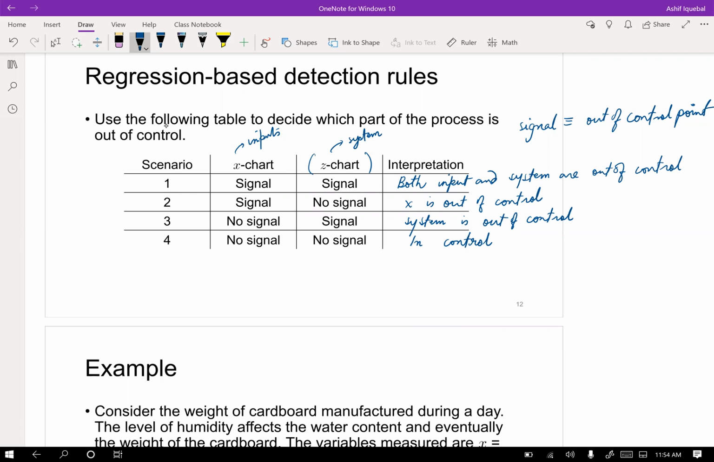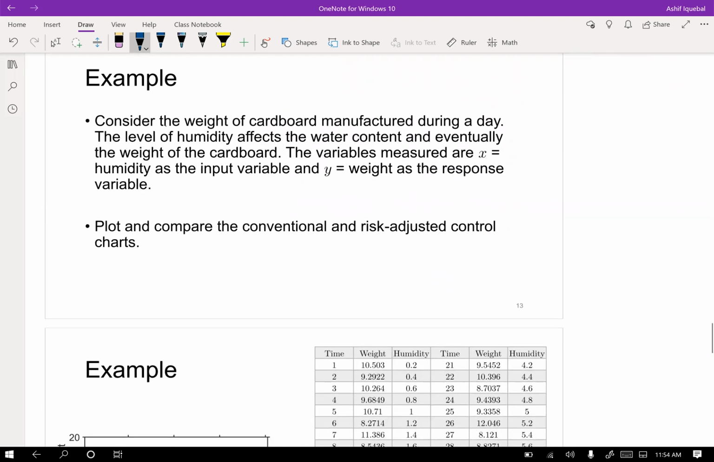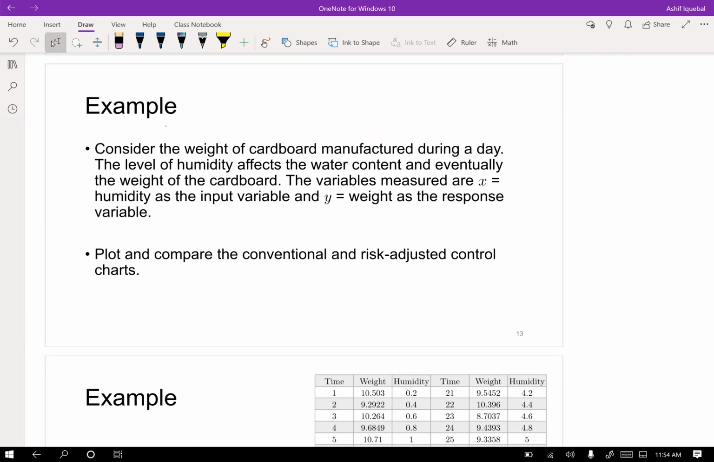Okay, so let's consider an example here. Now, I made up this example because I could not find, again, a real example. But I will actually upload a very interesting paper. It's about cancer, and they do a very similar kind of approach to what we are talking about right now. But it was very difficult to download the data. You have to go through some kind of NIH registration and so on. So I could not download the data, but I will share the paper on Canvas so you can take a look at that. And it's very similar to what we will see here. So consider the weight of cardboard manufactured during a day. Okay.